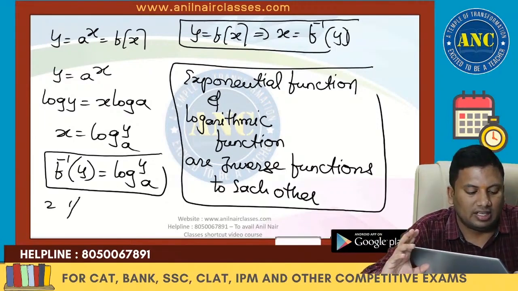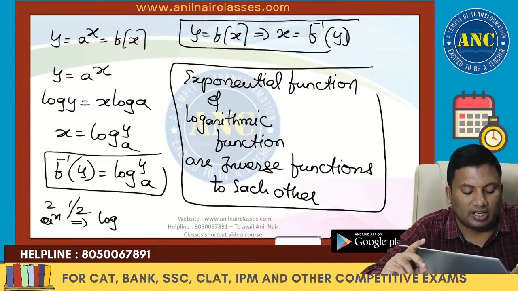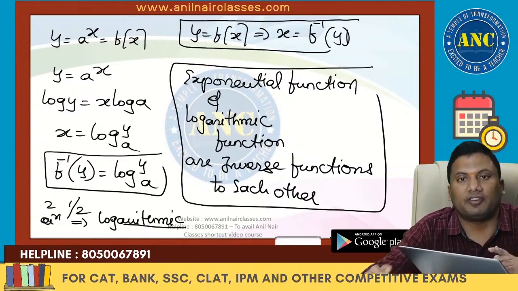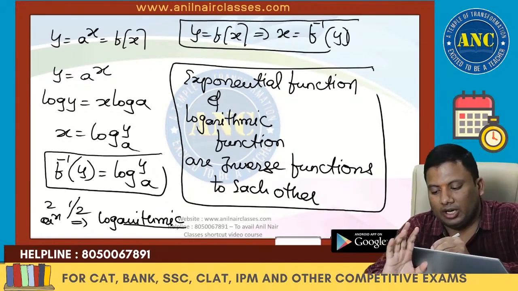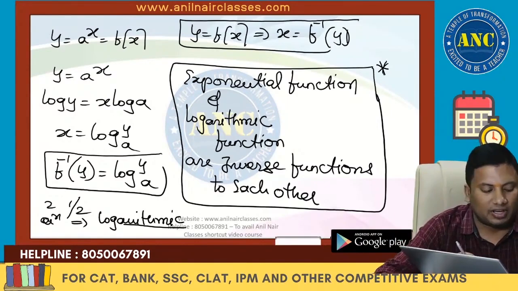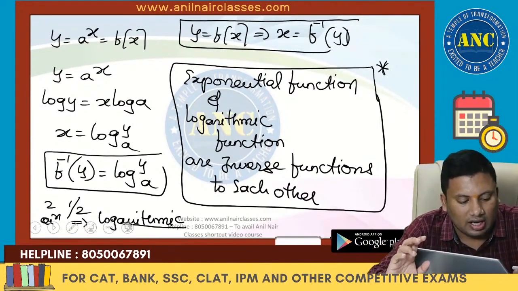2 inverse is nothing but 1 by 2. So the inverse of the exponential function a power x is nothing but the logarithmic function. Exponential function and logarithmic function are inverse functions to each other. Now see here.